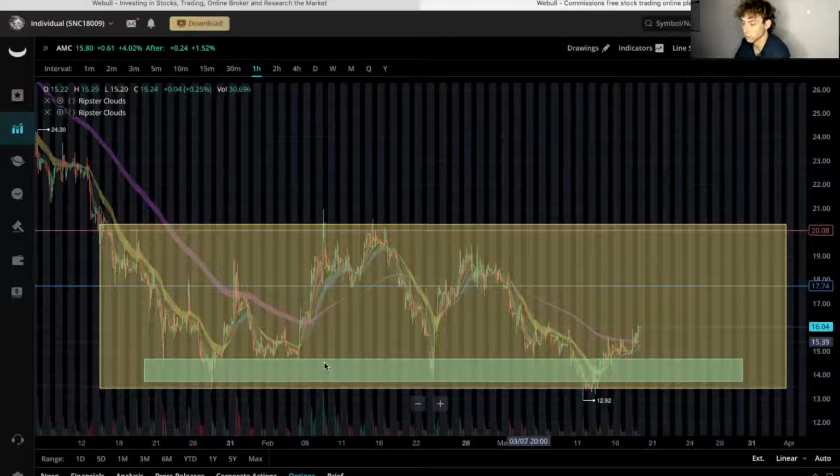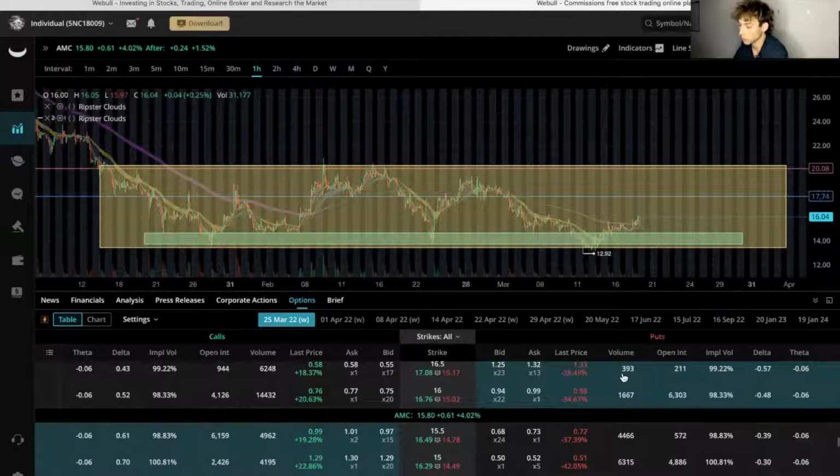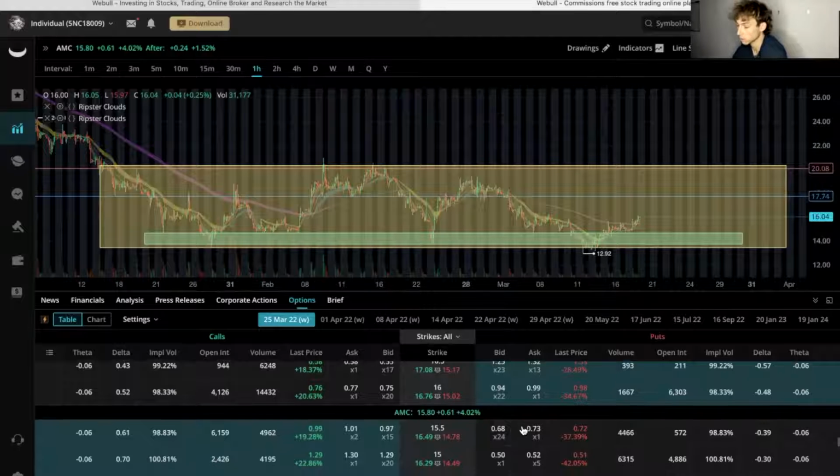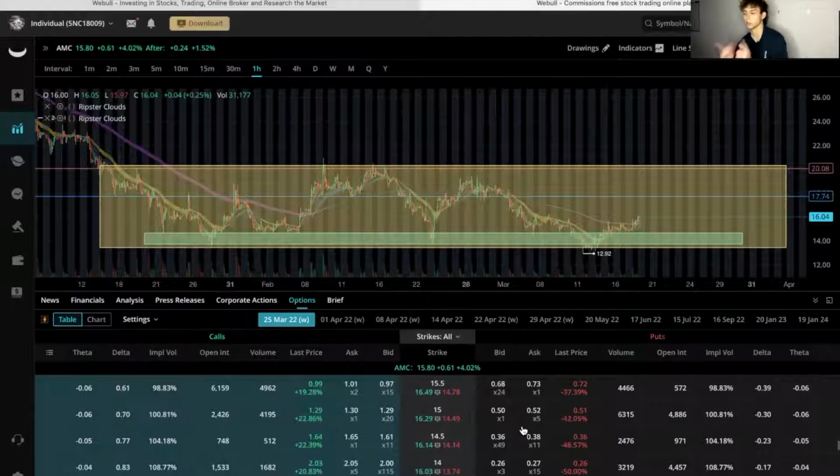So let's take a look at the options. So options pulled up, guys. Puts here on the right, that's what we're going to be selling, putting our cash up as collateral. If you don't know what selling a put is, watch the video linked above. I'll explain exactly what that is.